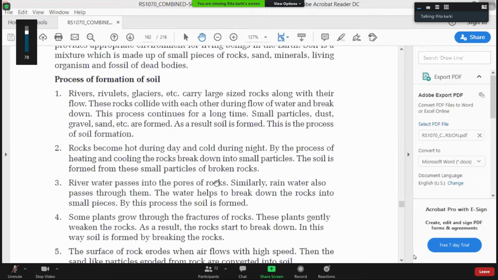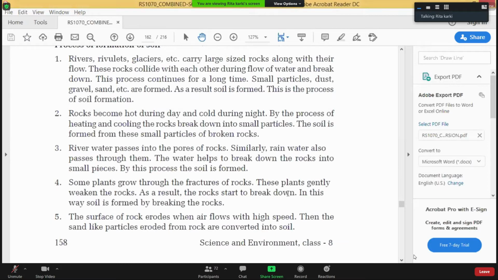Basically, soil is formed when the rock is subjected to different climatic conditions, different conditions of the environment. As we all are very familiar, there is a temperature difference in our surrounding areas. Sometimes it is very hot and sometimes it is very cold.